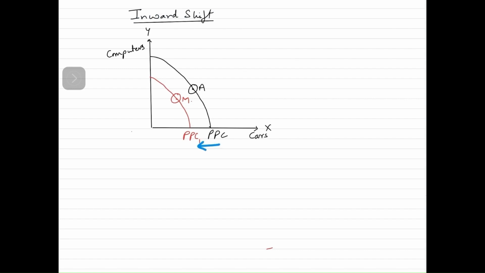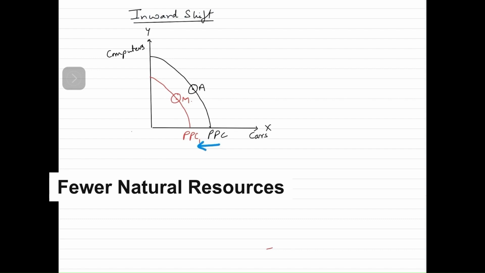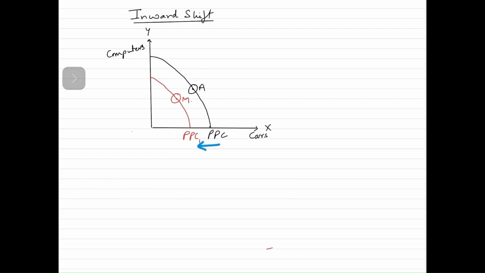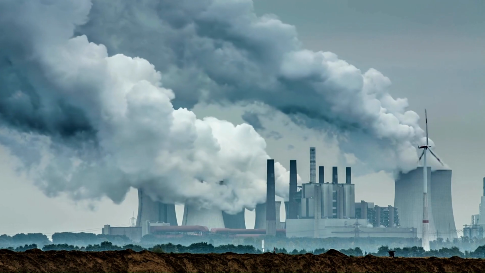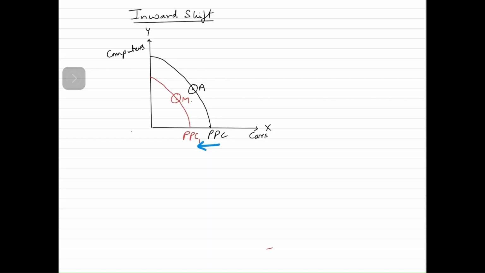There could be another reason, such as fewer natural resources. So when we talk about fewer natural resources, think about things like running out of resources, like we are running out of fossil fuels, pollution, or climate change, the global warming. So all these can also make it very difficult for certain least developed or underdeveloped or developing countries to produce goods and services at a larger level.